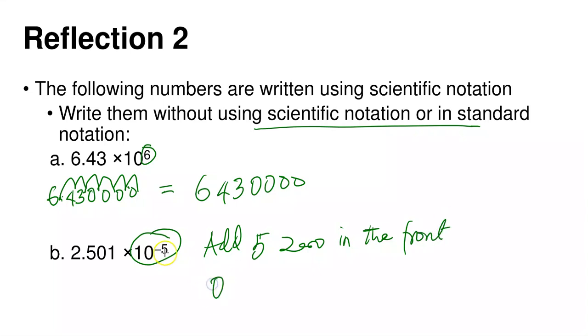So since this is 5, 0.000, 1, 2, 3, 4, 5. And then you add the non-zero digits, which is 2501. Since this 0 is buried there, it has to be shown. So that is how you bring this back to the standard notation. So this is how you do this. It's important for us to practice to know how we can do this. We'll now go to the next thing we need to talk about too.